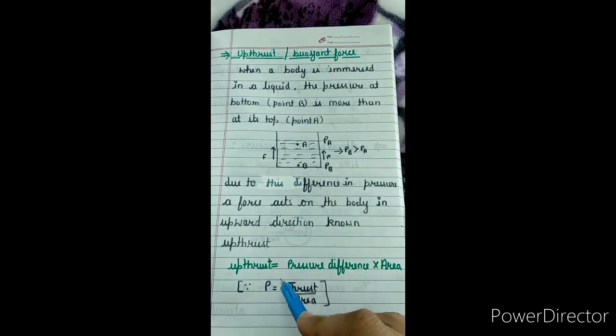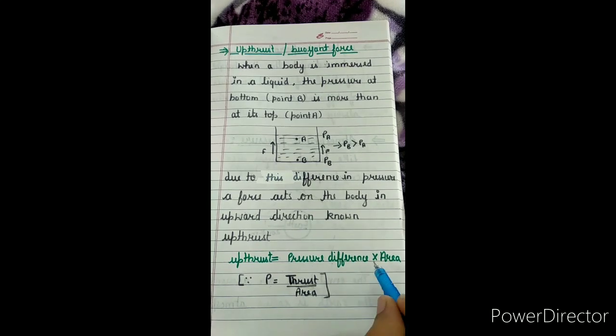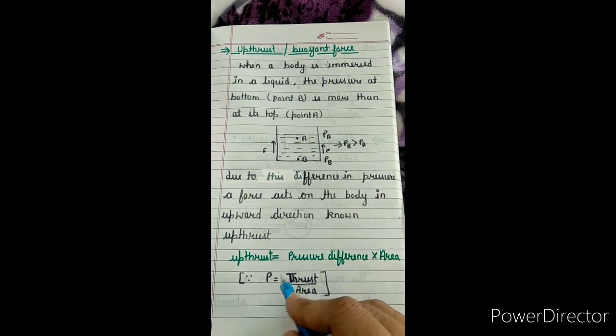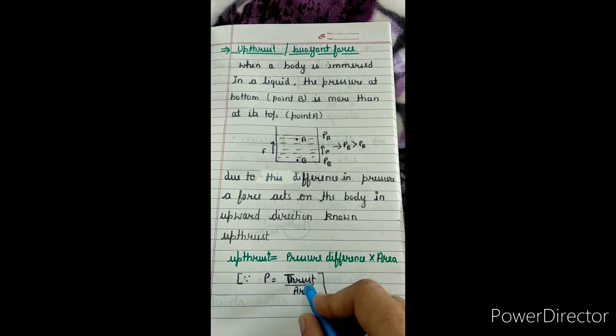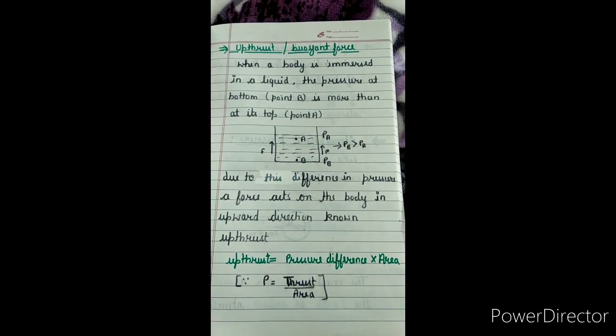So the value of upthrust can be written as the pressure difference, PB minus PA, into the area of the body on which it is acting. Why have we taken this value? Because we know that pressure equals thrust per unit area. So thrust, here upthrust, will be pressure into area.